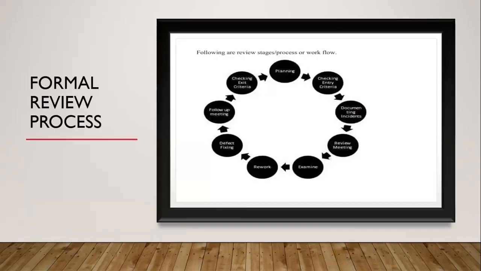In formal design review, what is the process that we follow? First, planning, checking, documenting incidents, review meetings conducted, examining the product and SRS, rework, fixing the defects identified in the review meeting, a follow-up meeting, and checking exit criteria, then planning again.